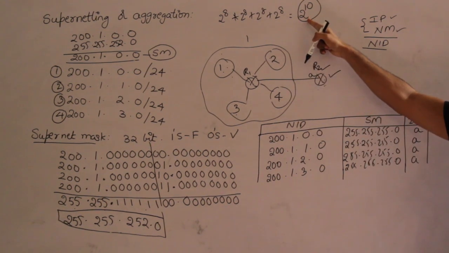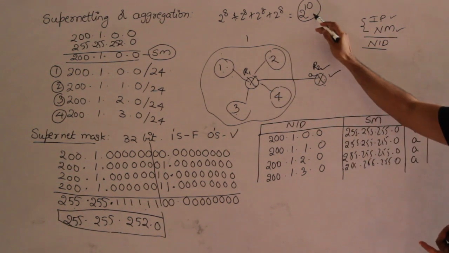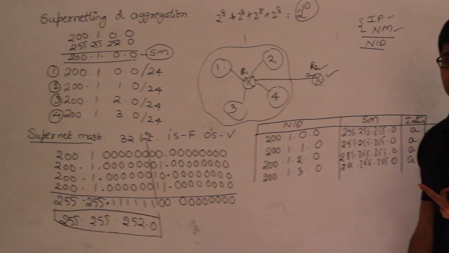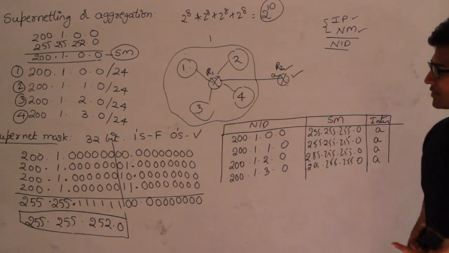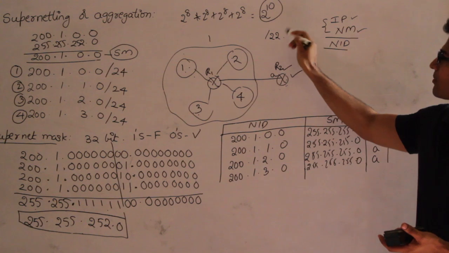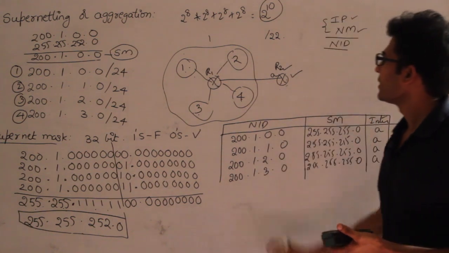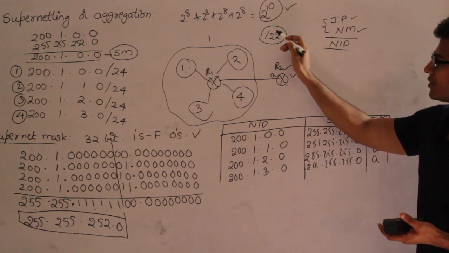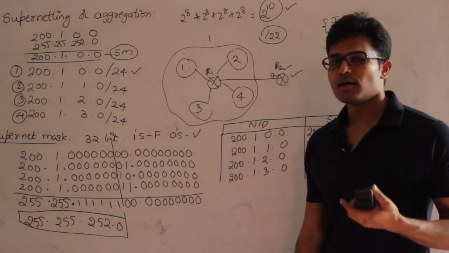Now, since the size of the entire supernet is 2 power 10, it means that the host ID part should contain 10 bits. Therefore, the network ID part should contain 22 bits. So you can directly say that the supernet mask is /22, isn't it? See this, 16 plus 6 is 22. So you can find out the supernet mask directly by adding up all the numbers, and whatever is the IP address of the first network, that is going to be the supernet's ID, right?